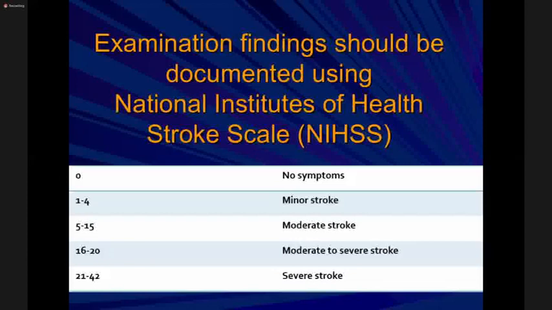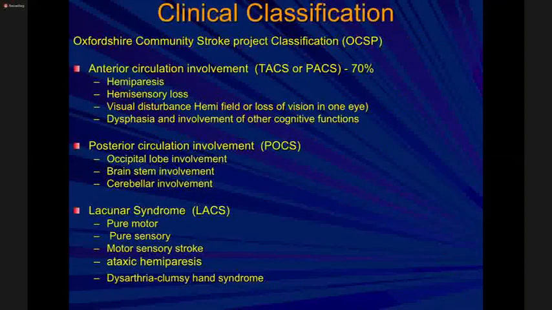And if it's more than 20, then we know that it is a severe stroke and the patient is seriously affected by the stroke. So these are important classifications, gradings that are important for us to communicate as well as to decide on certain forms of management. Then the clinical classification, again, you need to be familiar with.